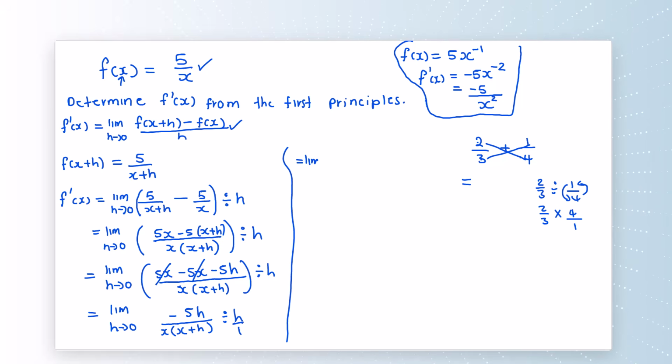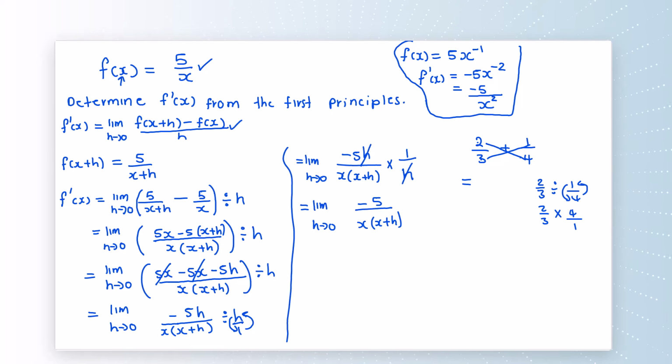We have the limit as h tends to 0. So it's minus 5h over x into x plus h, multiplied by, now let's flip this too. The 1 is going to be on top and the h is going to be at the bottom. And then as soon as we do that, we realize that the h and the h can cancel each other. So we have the limit as h tends to 0 of minus 5 over x into x plus h. Great.